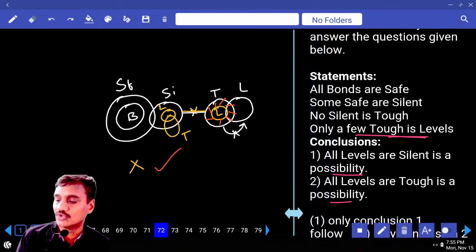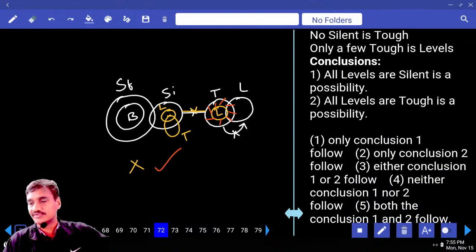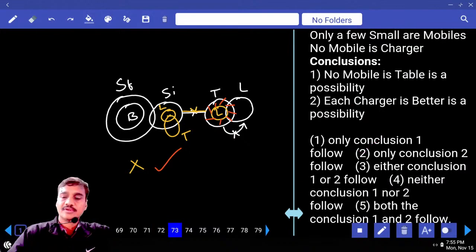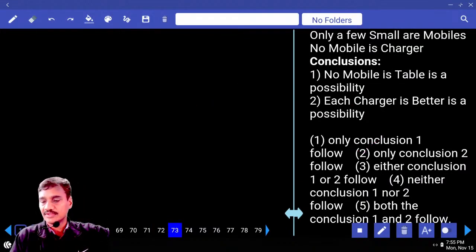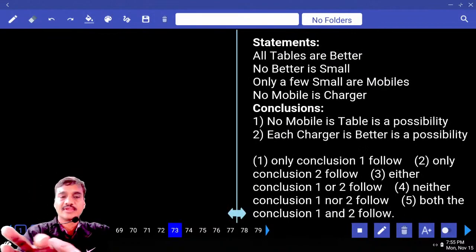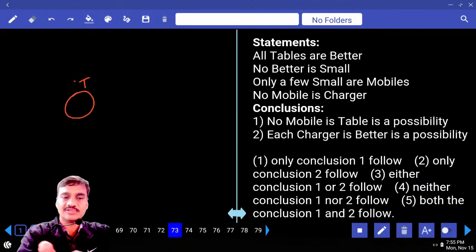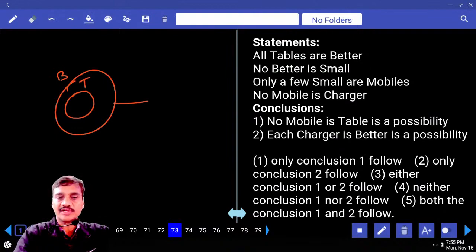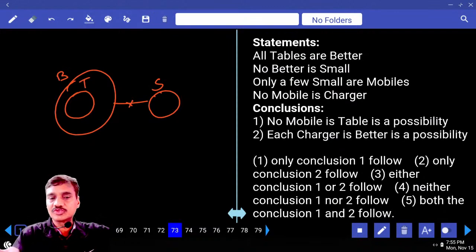Hence what is your answer? Only two, and it is given in choice 2, question number 72. Done? Then 73. Now in this question number 73, what is information we have? All these tables are better. All tables are better can be represented like this. This entire table is a part of this better, and no better is small. No better is small means better and small cannot be intersected. And only a few small are mobiles.